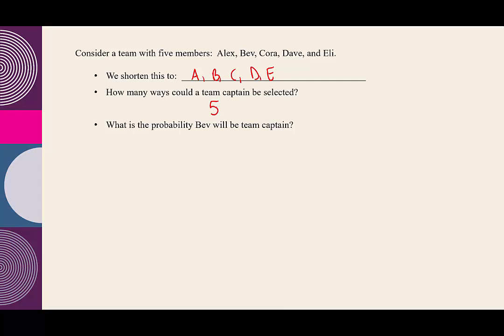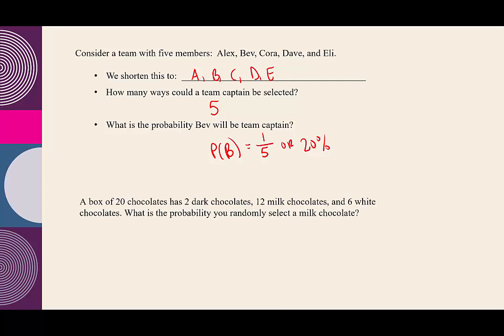What is the probability Bev will be team captain? So we might say the probability of Bev, well, there's only one way for Bev to be selected, and there's 5 possibilities. So there's a 1 in 5 chance Bev will be team captain, or we could say a 20% chance. And that's 1-part tasks.